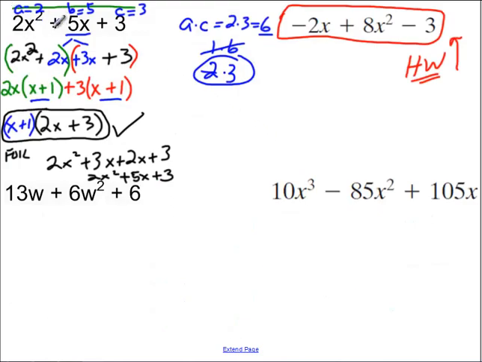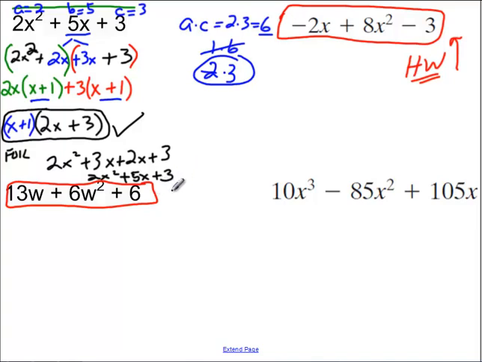We did that one together. That one was homework. So let's go down here and do something like 13w plus 6w squared plus 6. And I just took these kind of at random, I suppose. So here is a question that we've got: 13w plus 6w squared plus 6. Step number 1, do we have a trinomial of the form ax squared plus bx plus c? Sure enough, we do. We've got a squared term, a variable to the first power, and a variable to the 0th power as well.